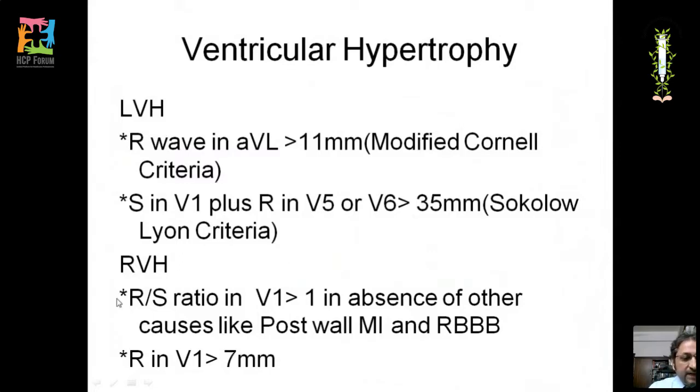Now the right ventricular hypertrophy. Here the RS ratio in V1 should be greater than 1. But for that, you have to eliminate other causes where this can be greater than 1, like in posterior wall myocardial infarction and in right bundle branch block. So in the absence of posterior wall MI and RBBB, an RS ratio greater than 1 in V1 will signify right ventricular hypertrophy. And the second condition is when the R wave in V1 is greater than 7 millimeters.